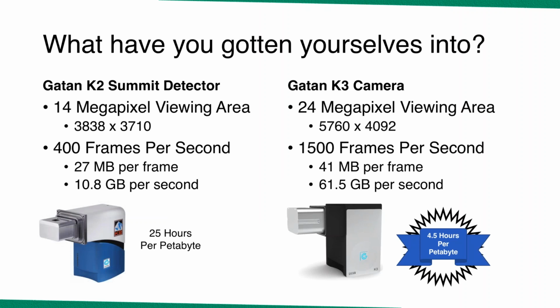The K2 Summit and the K3 are both amazing machines that put out a fire hose worth of data, right? Corey's slides earlier highlighted the differences between the K2 and K3. I'm going to speak to them more here. But the raw output, if we talk about frames and frame sizes of these detectors, is amazing. The K2 is capable of saturating a petabyte in 25 hours, and the K3 is capable of saturating a petabyte in 4.5 hours. This is just raw data output. As Corey said earlier, things are processed and managed into smaller sizes.